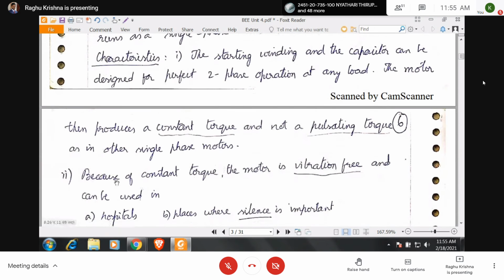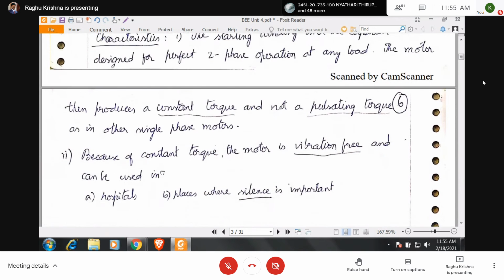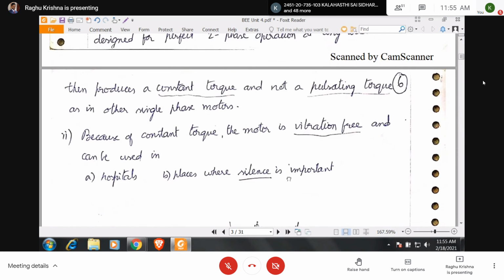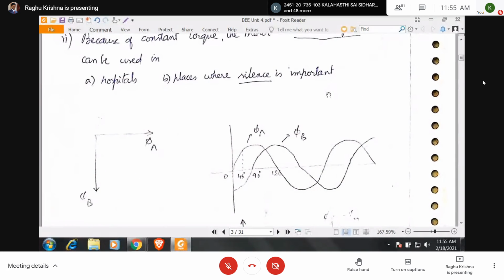Next, second one. Because of constant torque, the motor is vibration free and can be used in hospitals and places where silence is important. Here I will show how a rotating magnetic field is produced. This is the direction of the flux phi A, and this is the direction of the flux phi B.